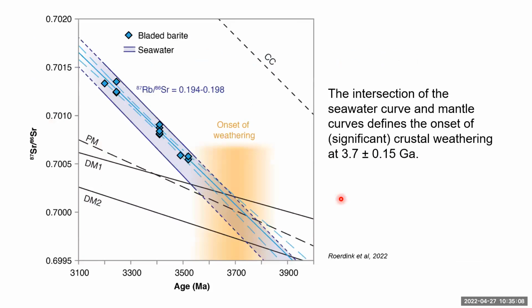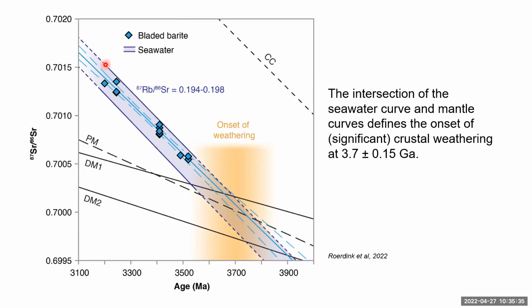And so the resulting trend that we get is the blue trend that is shown here. The actual barite samples are the diamonds shown in blue, and the uncertainty range on the seawater curve that we extract from this is the blue field here.